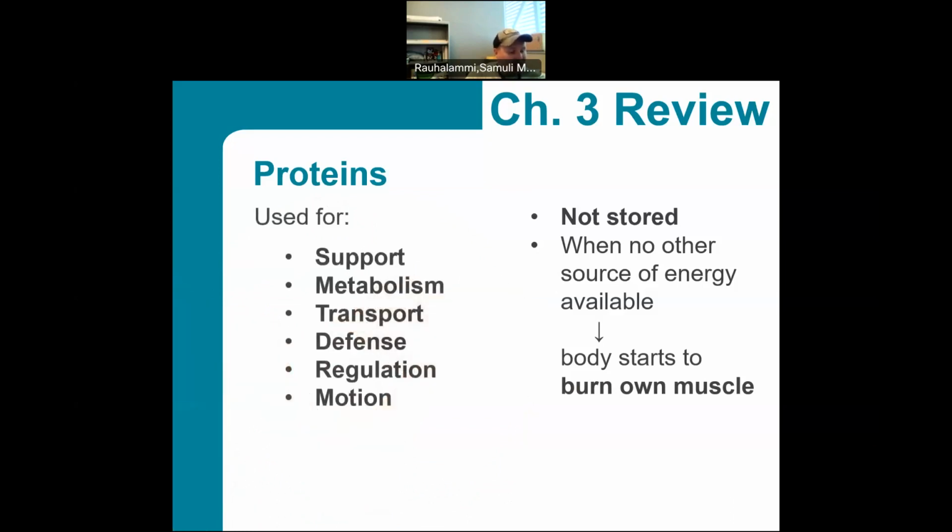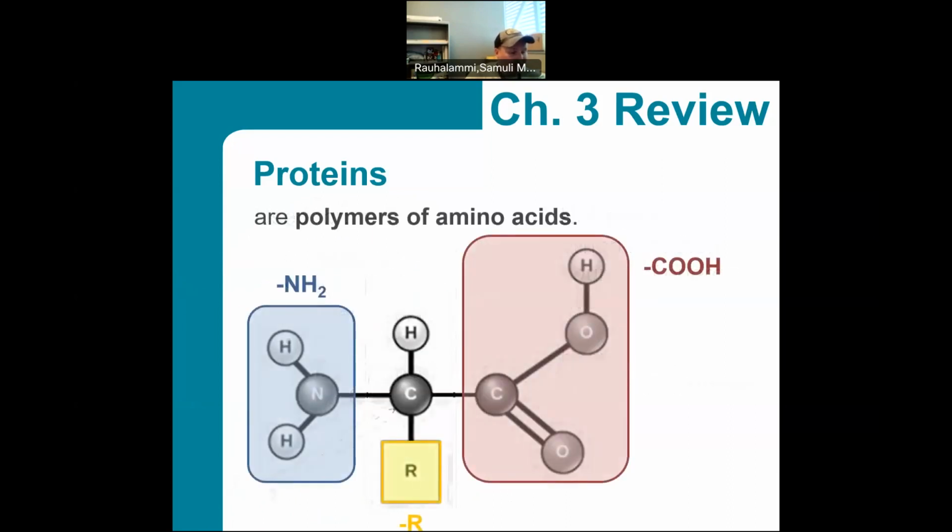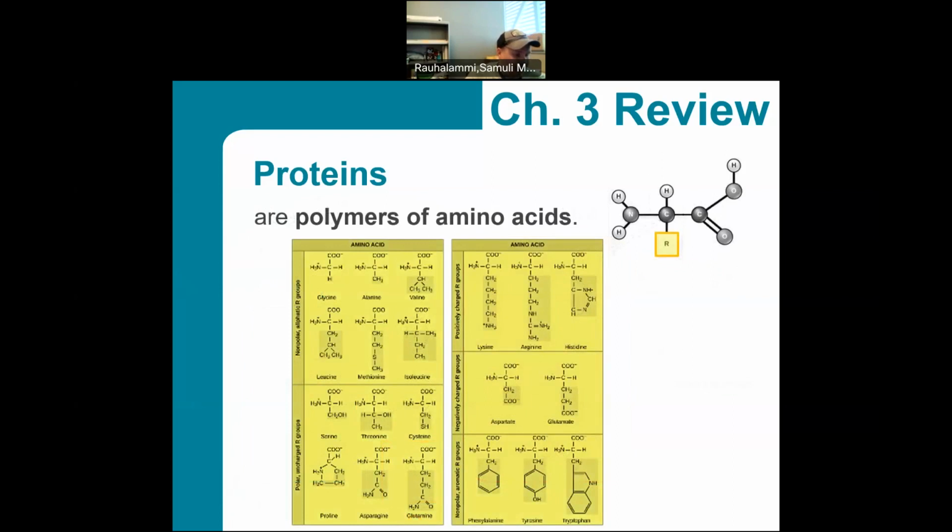Proteins are used for many different purposes. So we'll keep seeing different kinds of proteins time and time again in A&P. They provide support functions, metabolism, transport, defense, regulation, motion, but also structural components of the muscles, for example. Proteins are, in a chemical sense, polymers of amino acids. So they are made of a structure where we have this variable part. And again, I've listed these different kinds of combinations that you can find as a handout in your materials.